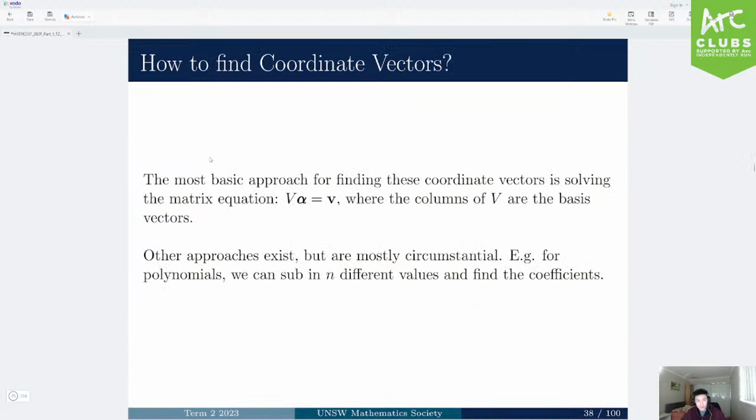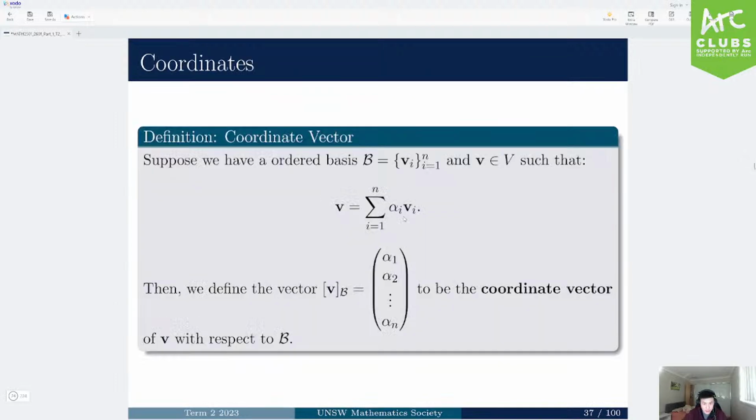And again, this is the coordinate vector of v with respect to B. Okay. And again, the most basic approach to finding the coordinate vectors is just to solve the matrix equation V times alpha is equal to v. Okay. And this is where the columns of V are the basis vectors, because we just want to write this vector v in terms of the basis, so we have to try and solve for these alpha 1, alpha 2, and towards alpha n before we can write it in terms of this coordinate vector here. Okay.